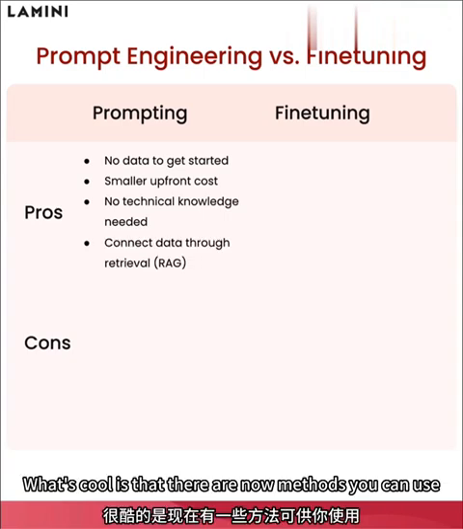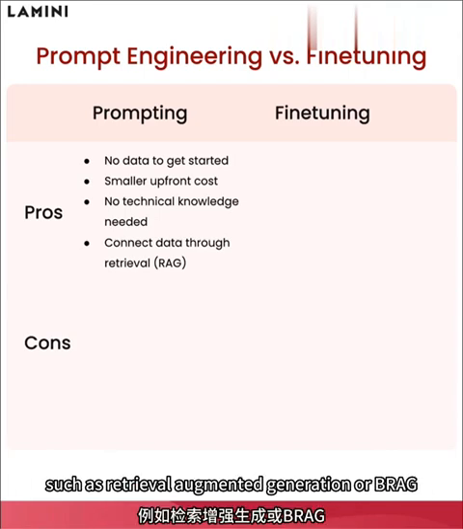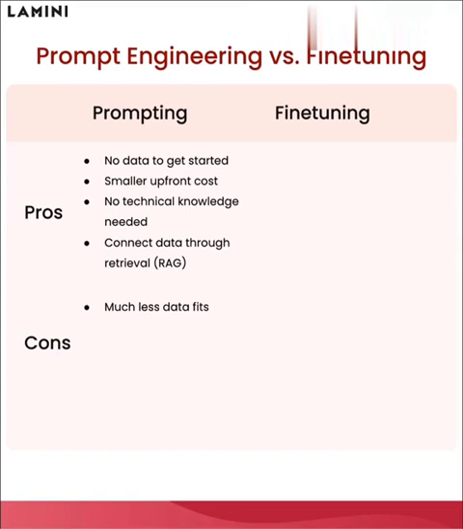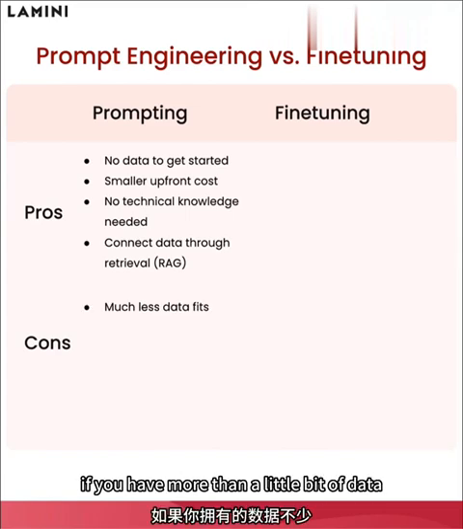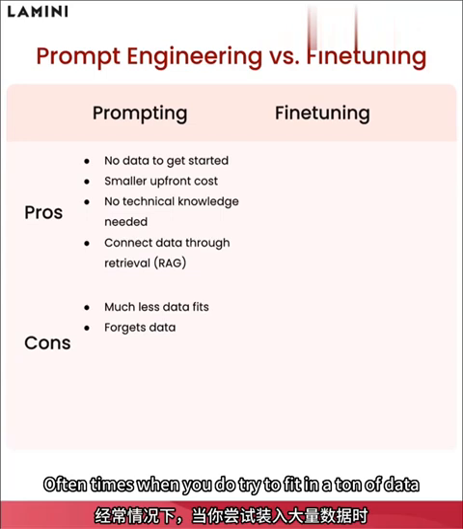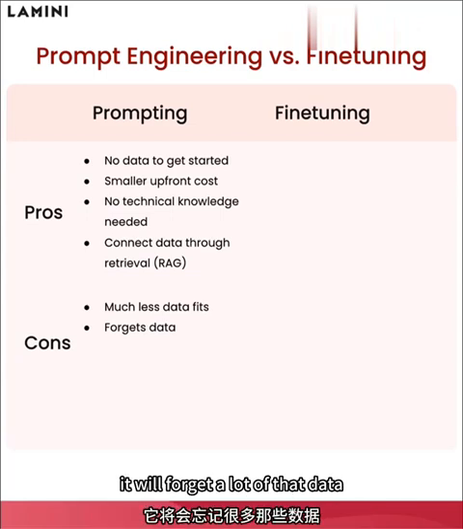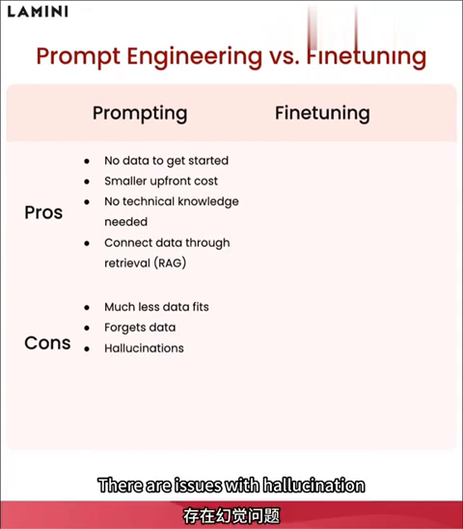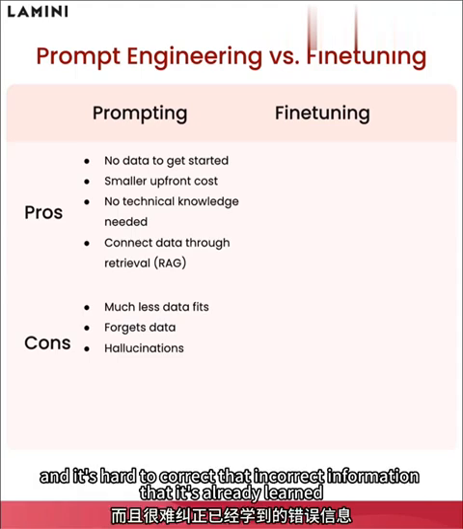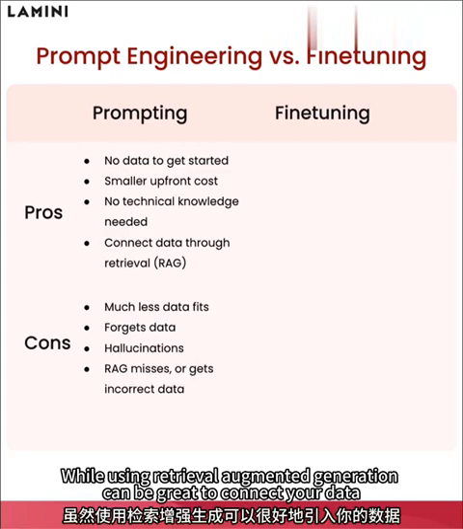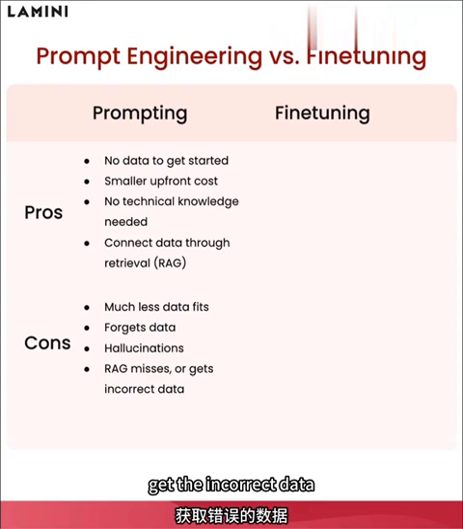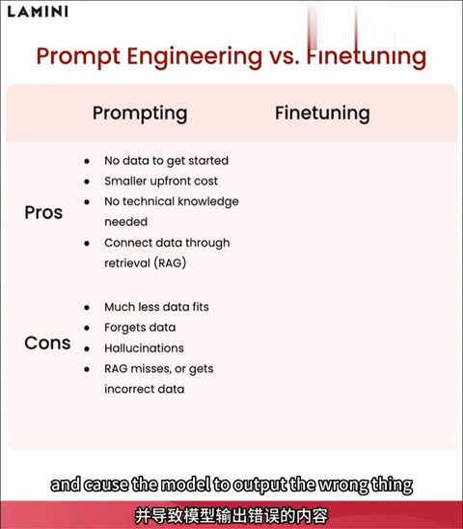What's cool is that there are now methods you can use, such as retrieval augmented generation, or RAG, to connect more of your data to it to selectively choose what kind of data goes into the prompt. Now, of course, if you have more than a little bit of data, then it might not fit into the prompt, so you can't use that much data. Oftentimes, when you do try to fit in a ton of data, unfortunately, it will forget a lot of that data. There are issues with hallucination, which is when the model does make stuff up, and it's hard to correct that incorrect information that it's already learned. So while using retrieval augmented generation can be great to connect your data, it will also often miss the right data, get the incorrect data, and cause the model to output the wrong thing.